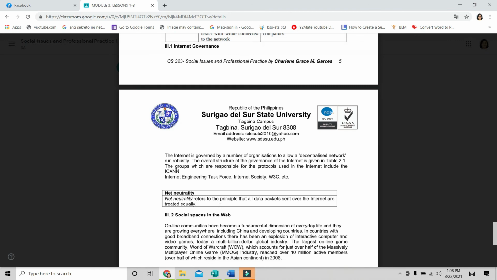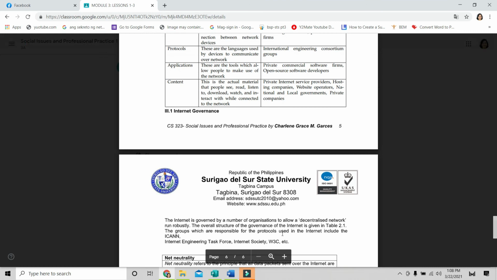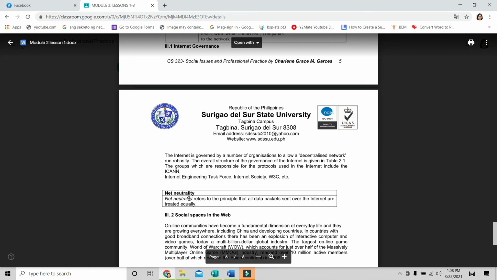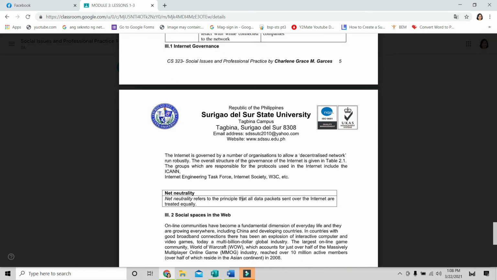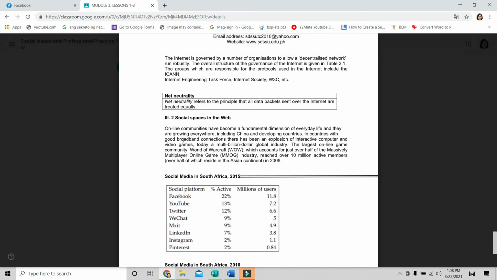And then we also have net neutrality. Some of these I haven't read out because I already have the copy, and it is actually self-explanatory. Net neutrality refers to the principle that all data packets present over the internet are treated equally, of course. And then we also have social spaces in the web. There's a lot of social media now in the world, in the web, and these are the most used and abused social media. So we have Facebook.